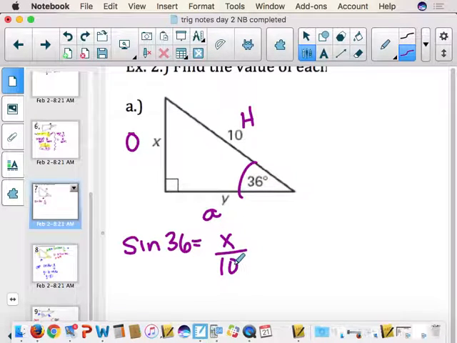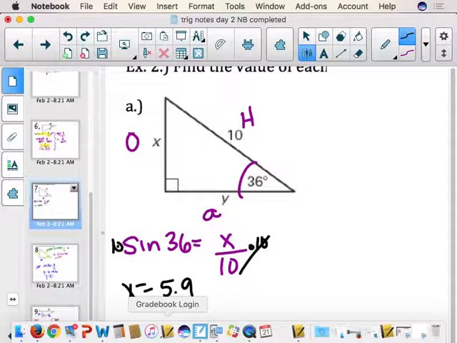And again, you have a whole number here in the denominator. So to get x by itself, we can multiply the 10 over. And that's what you're going to type in your calculator: 10 times the sine of 36. And so this is one where we're going to have to round. We have 5.877, so this is going to round up to 5.9.